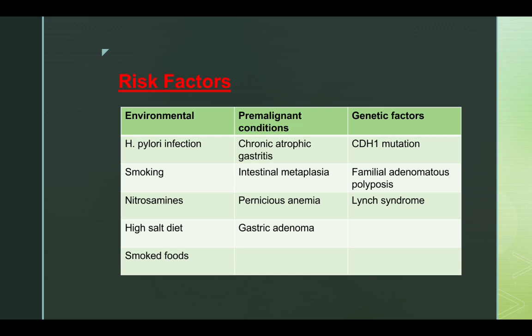Risk factors of gastric carcinoma: environmental factors are Helicobacter pylori infections, smoking, nitrosamine intake, high salt diet, and smoked food, the food which are fried. Pre-malignant conditions: chronic atrophic gastritis, intestinal metaplasia, pernicious anemia, gastric adenoma. The genetic risk factors are CDH1 mutation, familial adenomatous polyposis, and Lynch syndrome.